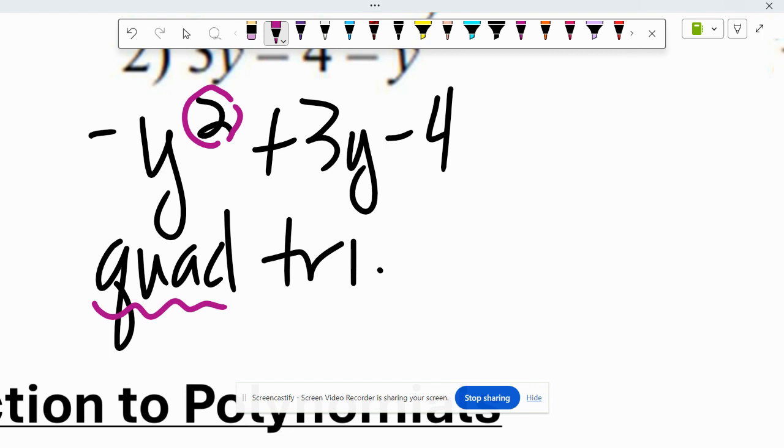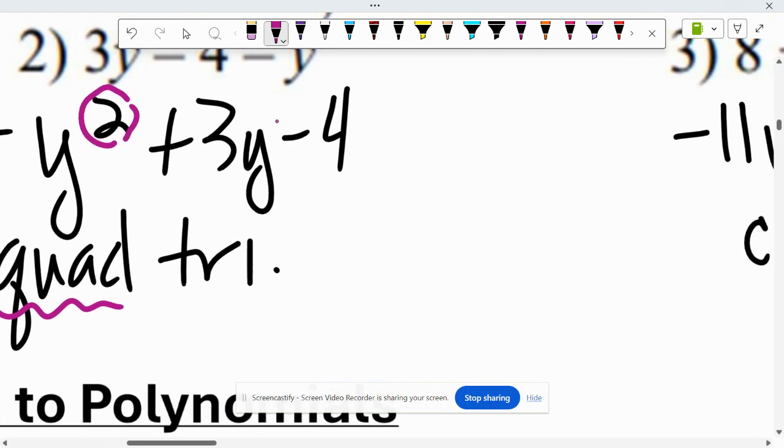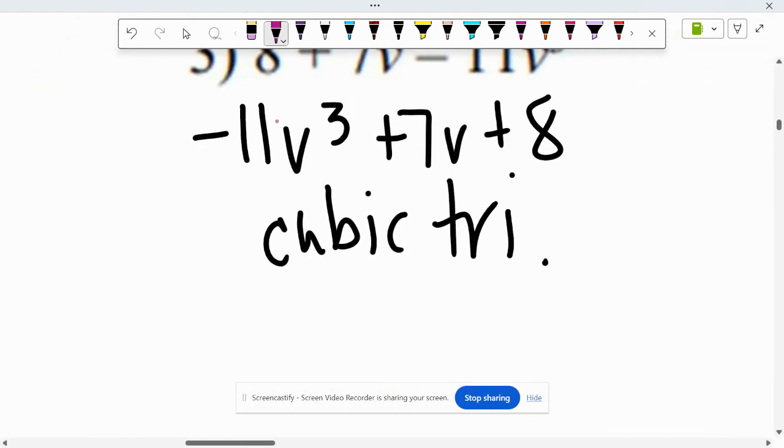Okay, so what's the number to the v to the third power? What's the number in front of it? Negative what? Negative 11 v to the third. Say that again. Plus what? It's a v, but yes, plus 7v plus what? Good job. How'd you name that? Perfect. Negative 11v cubed plus 7v plus 8. This is a cubic trinomial.